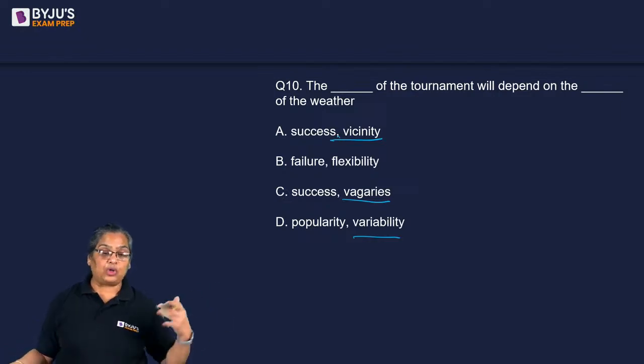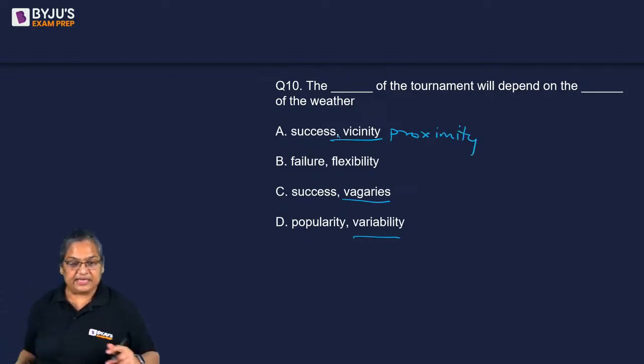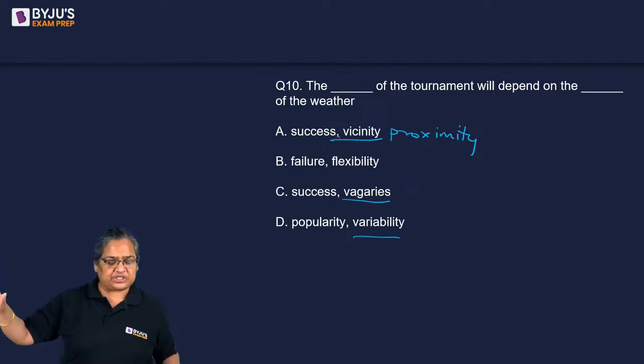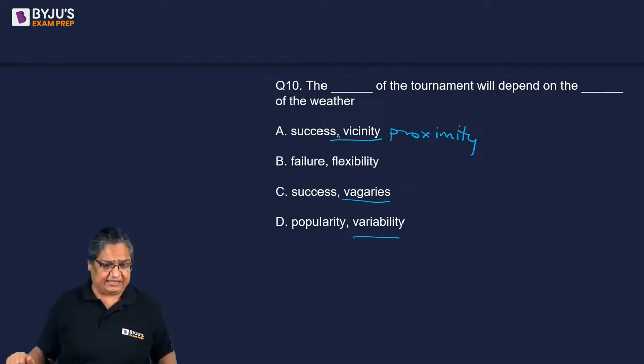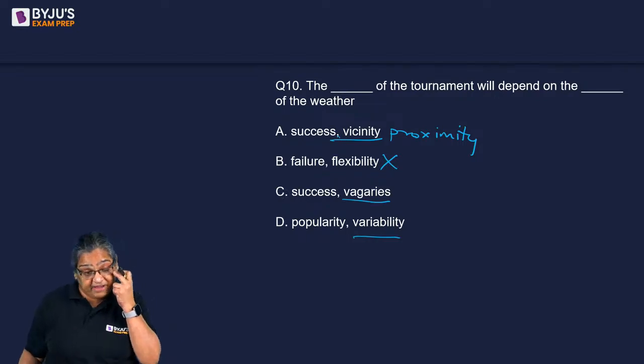Vicinity means how close. Vicinity means proximity. Is there a post office in the vicinity? Okay. Vicinity means proximity. Failure, flexibility of the weather will not work.